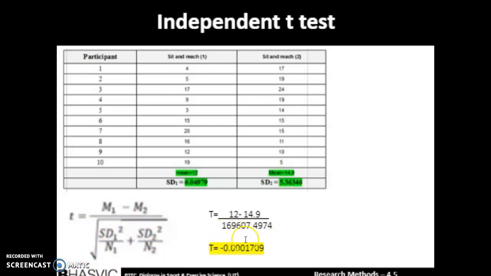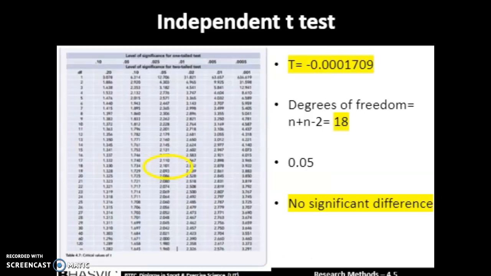That gave me 169,607.974. I then figured out this formula and calculated it, and that gave me minus 0.000179. We'd move this over onto the table. The t-test score is here. This is what we just calculated. We've got to do the degrees of freedom, which is n plus n minus 2. So we had 10 participants. We do 10 plus 10 minus 2, which gets us 18. We go along to the 0.05 score, and then that's 2.101, and we can see that there's no significant difference in this case.